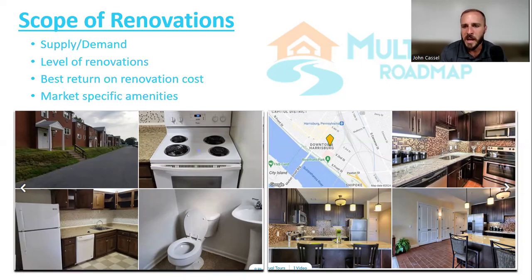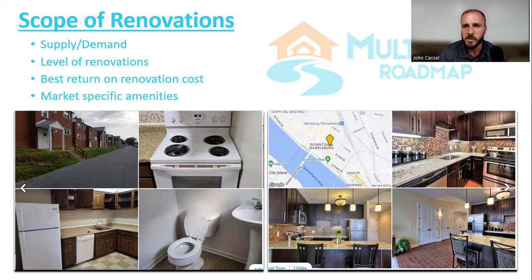So supply and demand for that renovation. If you're going really high end, is there demand in that area? And what's the supply look like for the high end rentals in the area? If there's already oversupply of really high end, it might not make sense to go there because there's not going to be a need for it.